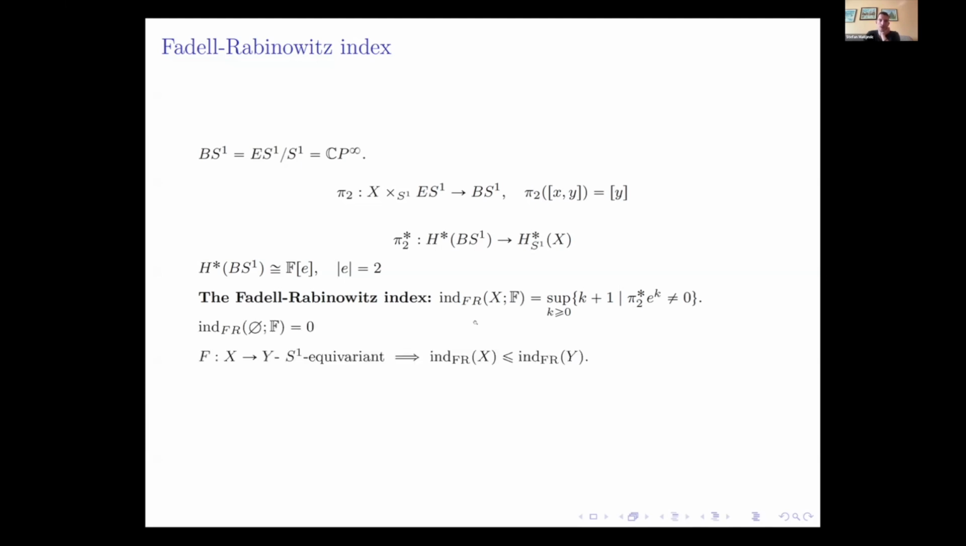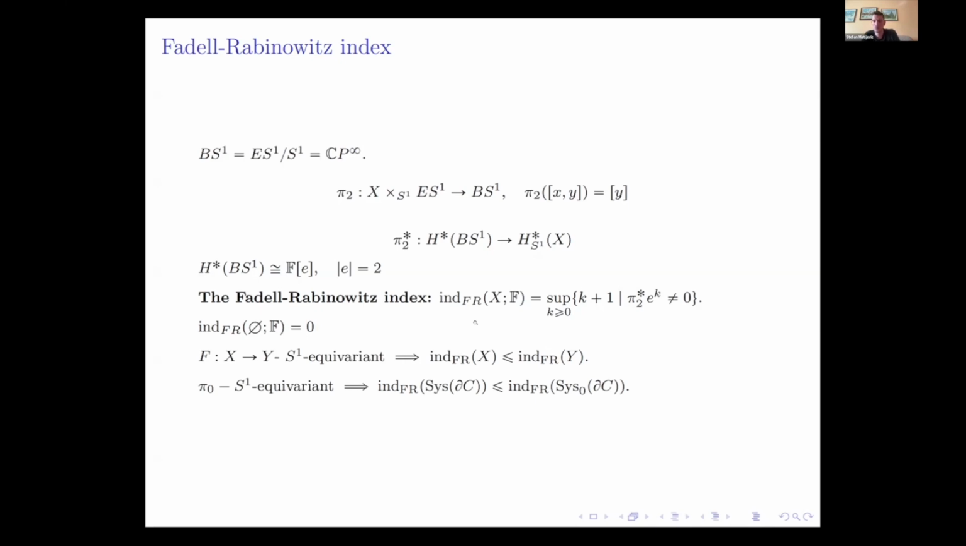And in particular, I said, yeah, so I forgot this part. This is an important property of the Fadell-Rabinowitz index. So if we have a map which preserves action, meaning it's S1 equivariant, then the Fadell-Rabinowitz index of the domain is smaller or equal than the Fadell-Rabinowitz index of the codomain. So in particular, in our case, for the spaces of systoles and centralized systoles, because this map pi 0 is S1 equivariant, we have that the Fadell-Rabinowitz index of the space of systoles is in general smaller or equal than the Fadell-Rabinowitz index of centralized systoles.